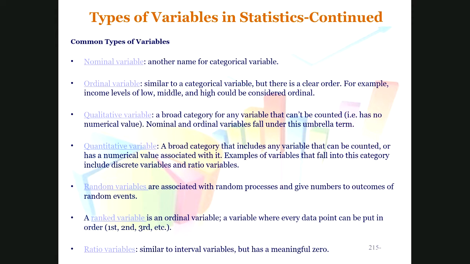A random variable is associated with random processes and gives numbers to outcomes of random events. A ranked variable is an ordinal variable, a variable where every data point can be put in order. So it can be first, second, or third, which we discussed in the example. A ratio variable is similar to the interval variables, but has a full zero. Zero means something in this measurement.